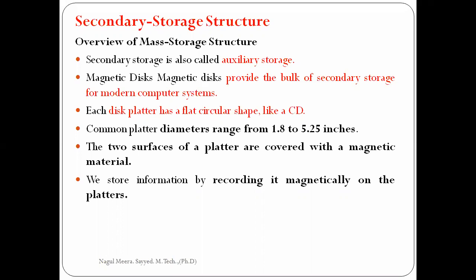The diameter of a platter is from 1.8 inches to 5.25 inches. That depends again on the company and also on the capacity of the hard disk. This is all our online bits. Which one of the following is the main part of a hard disk? That is the platter. A platter looks like a CD.